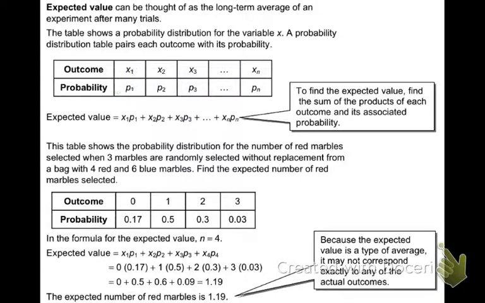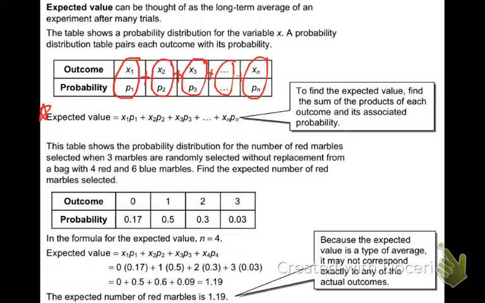To find the expected value, which is what we're going to be doing today, you take the outcome times the probability and add each one of them together. So you're taking the outcome times the probability and adding them together, and this gets you the expected value.